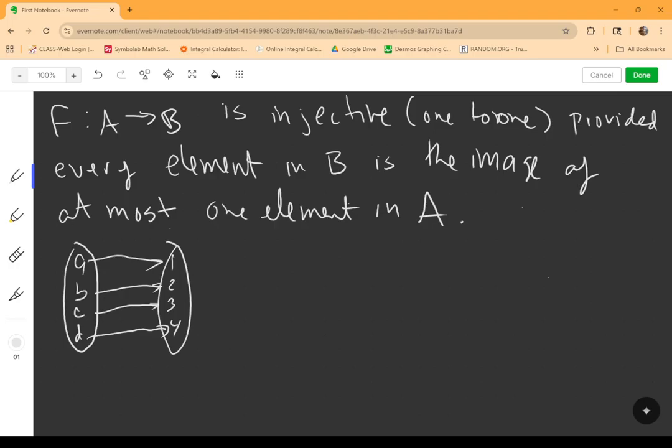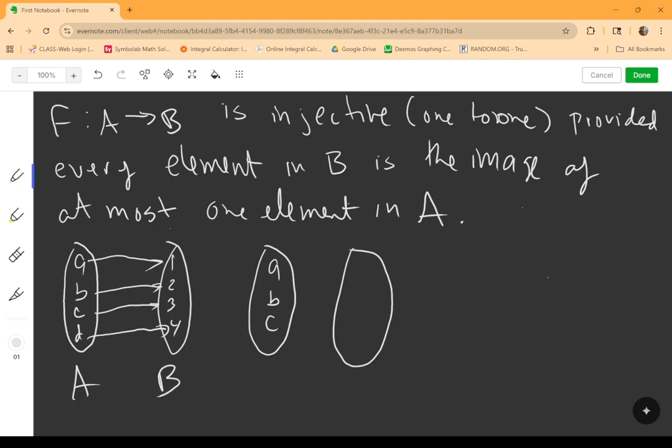so keep in mind the language is important here, how we word this. At most, so here, at most one, so it could be 0. Just keep that in mind. Let's say the set B here was 1, 2, 3, 4, so this would also be injective, because each element is at most 1, with 4 being 0, which still satisfies the above condition.